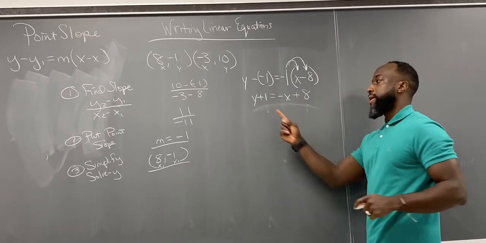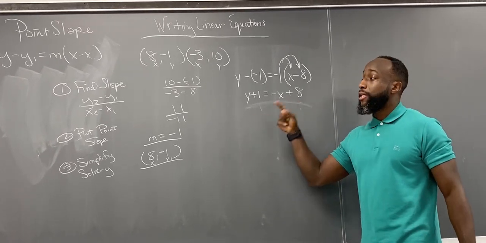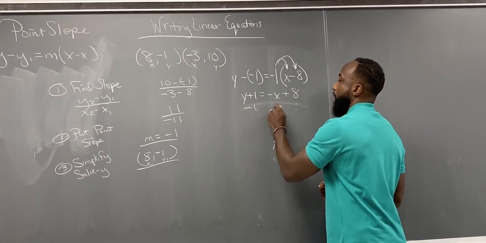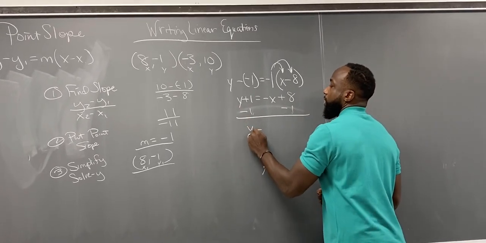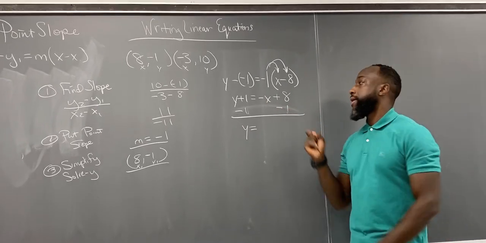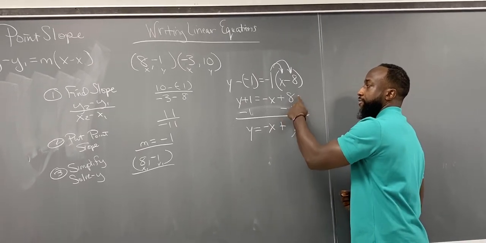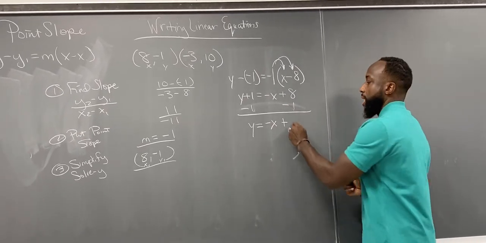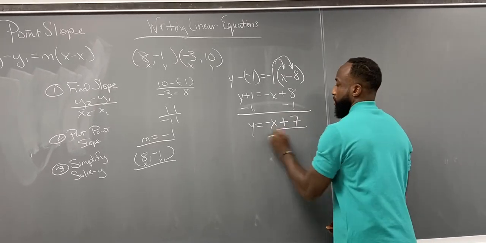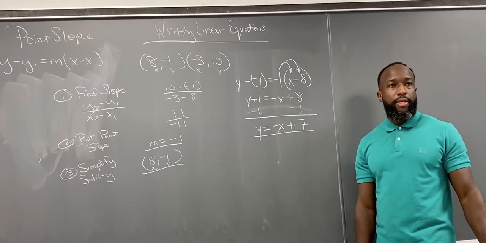So we got y plus 1 equals -x plus 8. Now let's solve for y. You gotta subtract 1 from both sides. So y equals, we're subtracting this 1 from the 8. So we got -x plus 7. That's it. You gotta do nothing else.